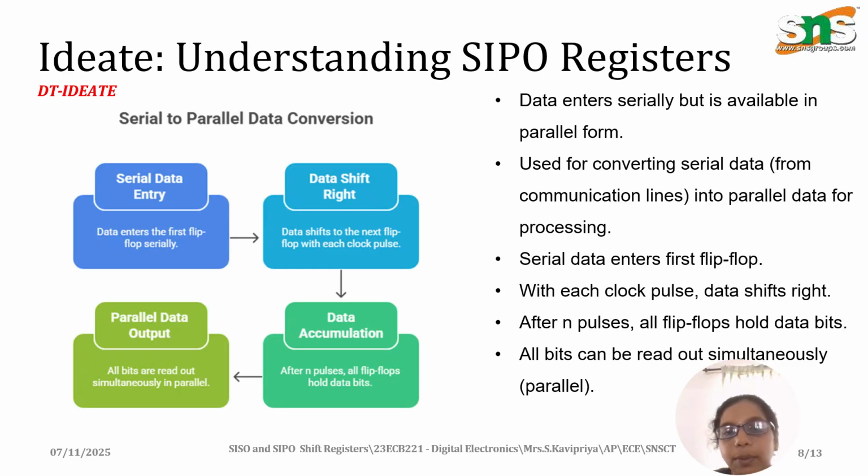Now I am going to discuss SIPO, serial in, parallel out. The data enters the shift register serially, but it is available in parallel form. It is used for converting serial data to parallel data for processing. So the serial data enters the first flip-flop, and the output can be taken from each and every flip-flop in parallel.